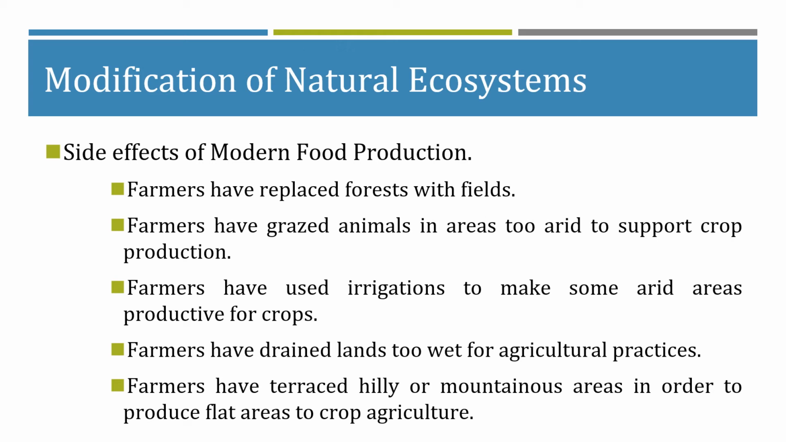So this is especially severe in places like the Sahel, between the Sahara Desert and the Congo rainforest. Farmers have used irrigation to make some arid areas productive for crops, but this also has big environmental issues like salinization of the soil, meaning that we start to see areas become way too salty. Farmers have also drained lands too wet for agricultural practices. So we've taken wetlands, which are very important natural ecosystems, and completely destroyed them to create more agricultural land. Farmers have also terraced hilly or mountainous areas in order to produce flat areas for crop agriculture.